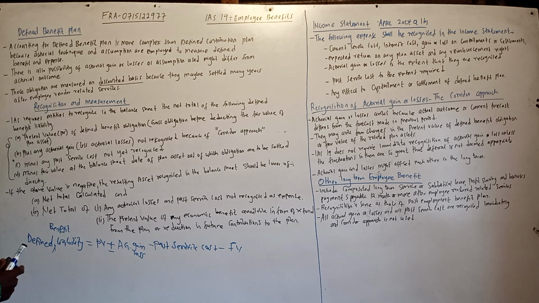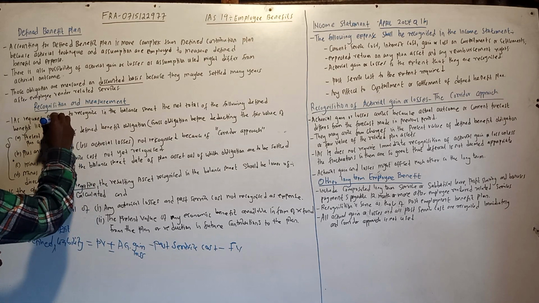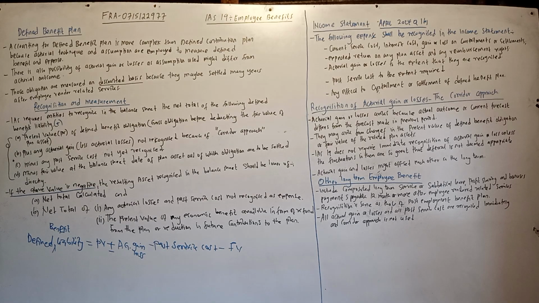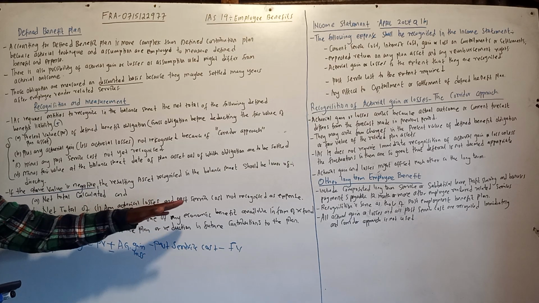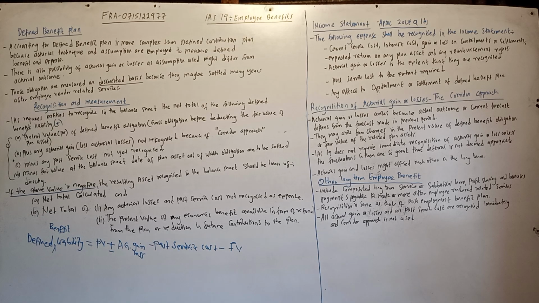Now, if the value that you obtain above is a negative value, then it means it's an asset. Remember this one is a liability, but if you obtain a negative value, the resulting asset is recognized in the balance sheet and should be the lower of the following. Number one, the net total of the actuarial gains or losses and the past service cost, and the present value of the economic benefit. Whichever of the two is lower, we pick as the asset.